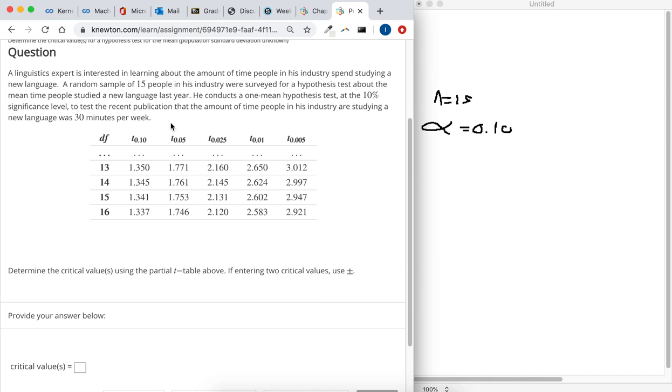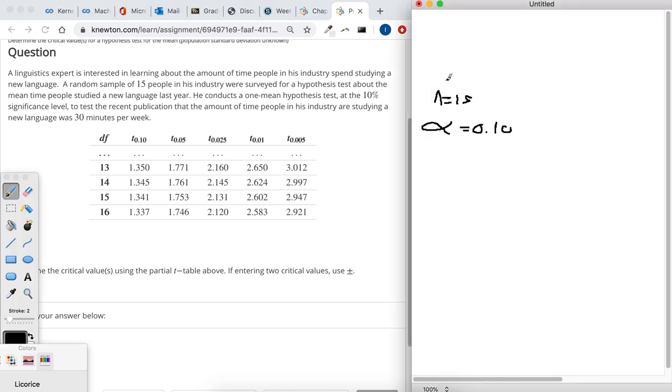Let me read it one last time here. Yeah, so none of this tells us that it's a one-tailed test. So we just need to compare this sample mean to a population mean. It would say, like, the researcher wants to know whether the mean time has decreased, that would be a one-tailed test, okay? Or whether the mean time has increased, that would be a one-tailed test. But since it didn't say, it's a two-tailed test.